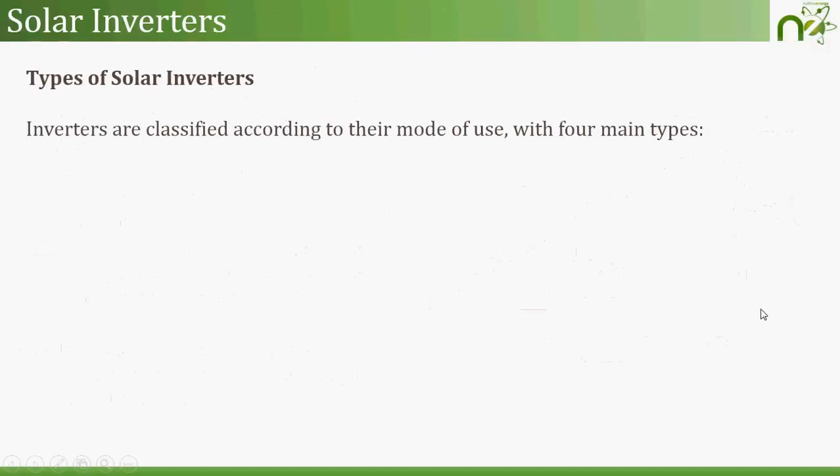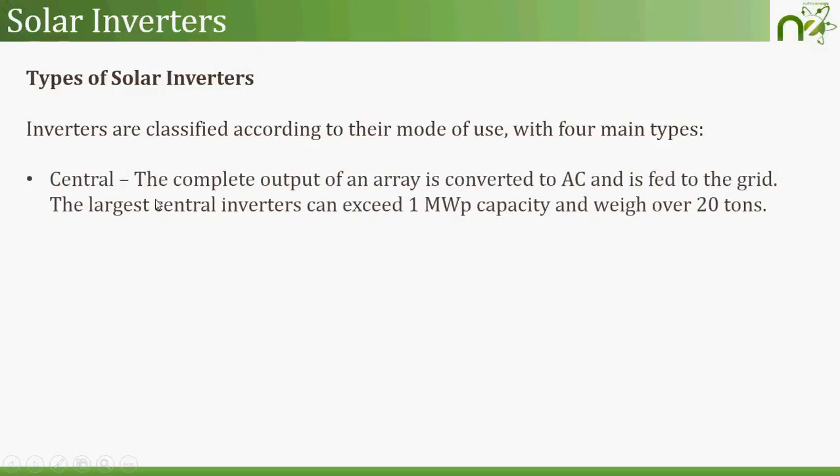Solar inverters, as we have already discussed, are used to convert DC current into AC current, and they have four main types. The first one is the central inverter, wherein the complete output of an array is converted to AC and fed into the grid. These are among the largest inverters; central inverters can exceed 1 megawatt of capacity with a weight over 20 tons.